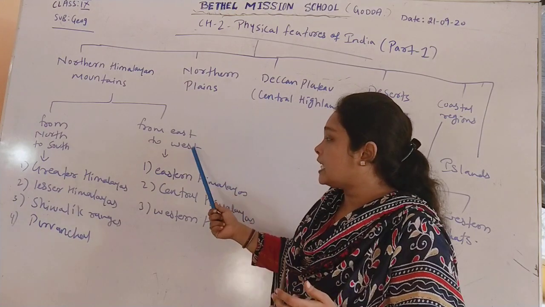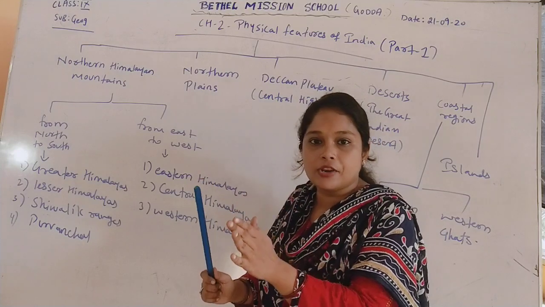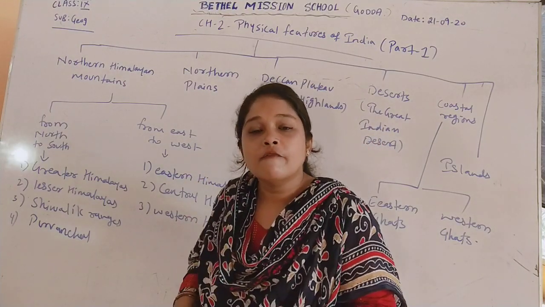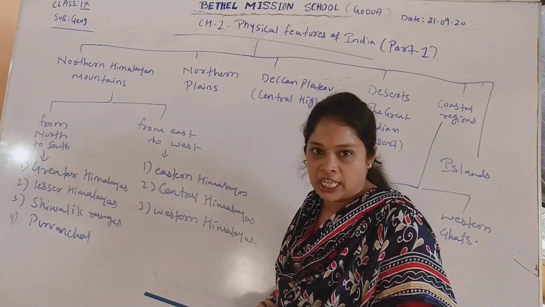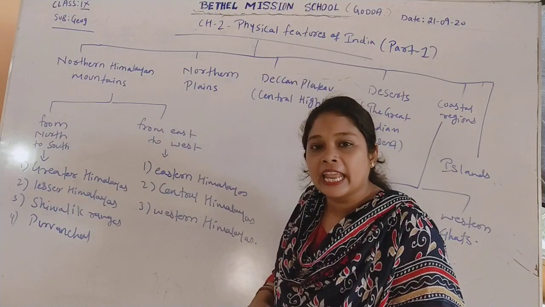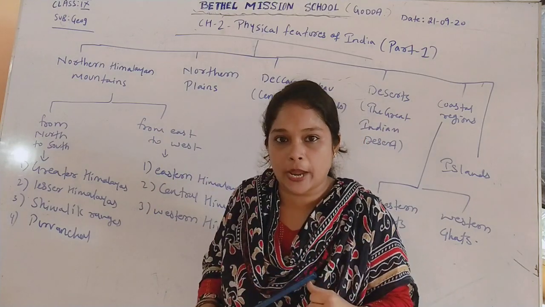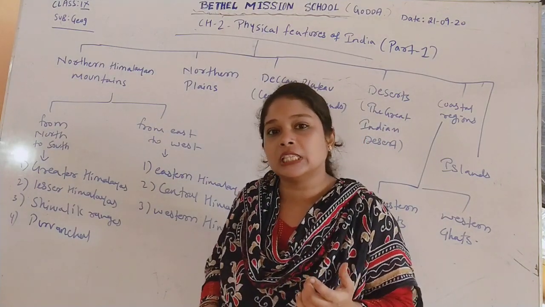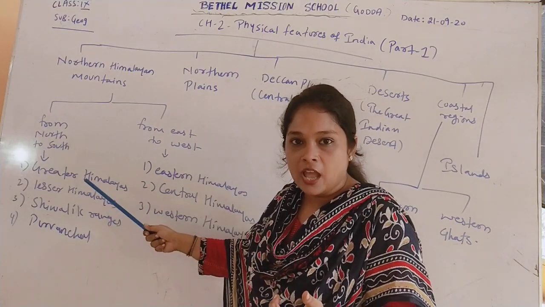Then from east to west there are the Eastern Himalayas, then the Central Himalayas, and then the Western Himalayas. Like this, these are the physical divisions of the Himalayan mountains, which we are going to learn in detail in the next session. I hope you have understood what we are going to learn in this particular chapter. In our next video, we will see these different divisions of the Himalayan mountains first, then we will go further.